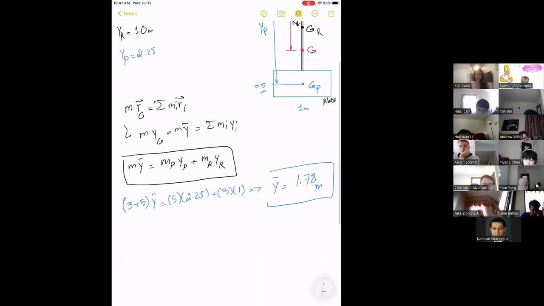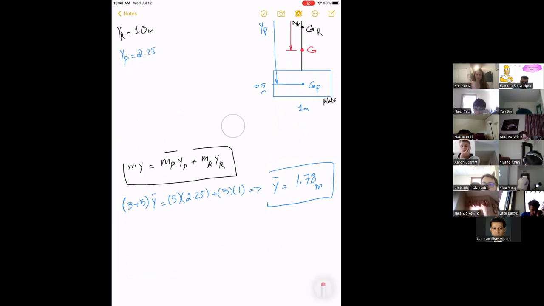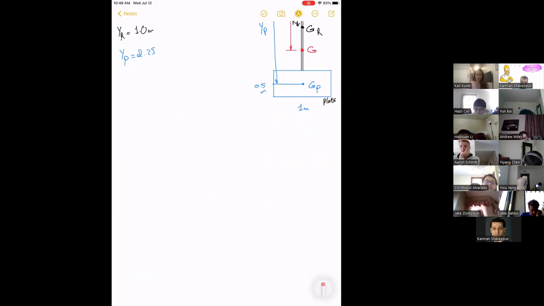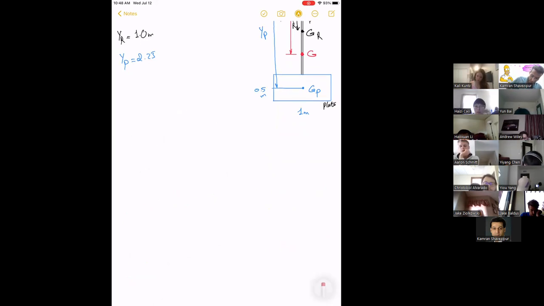Now, the next step, is it okay if I erase these few lines? You can see it later in the video anyway, if you're done with this. The next step is to find the moment of inertia about the z-axis. And remember, the z-axis comes out of the plane of your paper or this tablet.